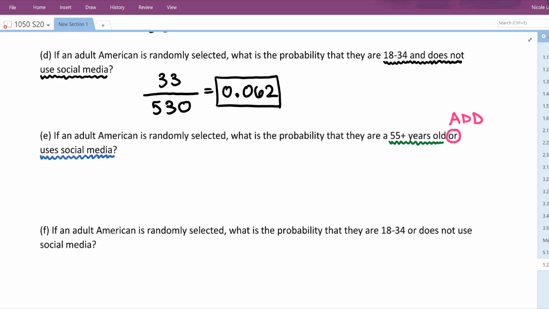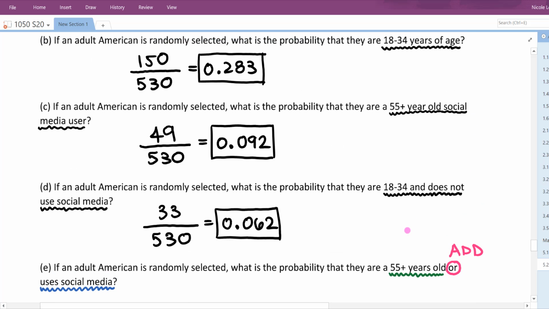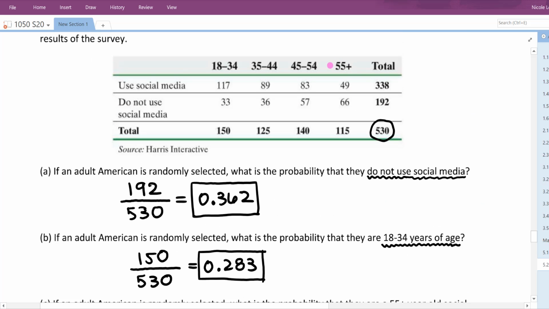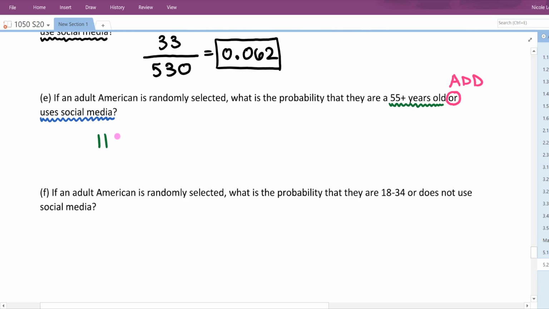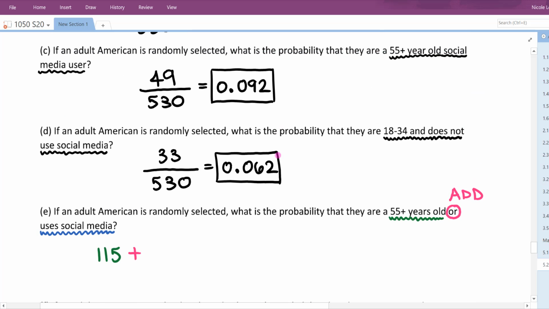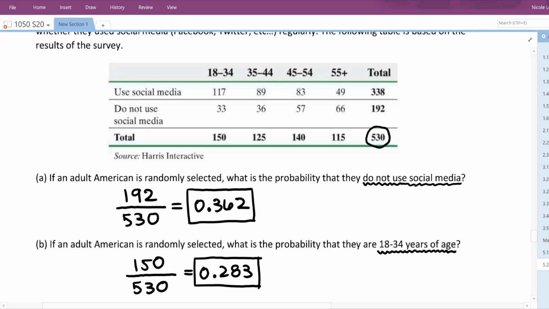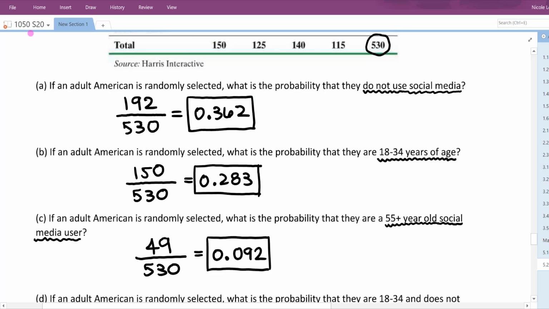Going back to the table, we need how many people total are 55 plus. The total number of people that are 55 plus is 115. "Or" tells us to add, so plus. Now I want to add to that all the people who use social media. That's going to be this group right here. You can see we have 338 of those people who use social media.